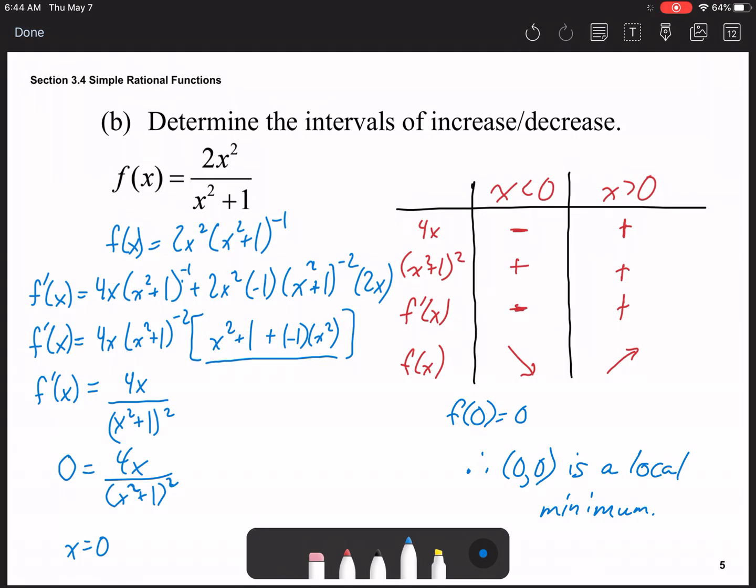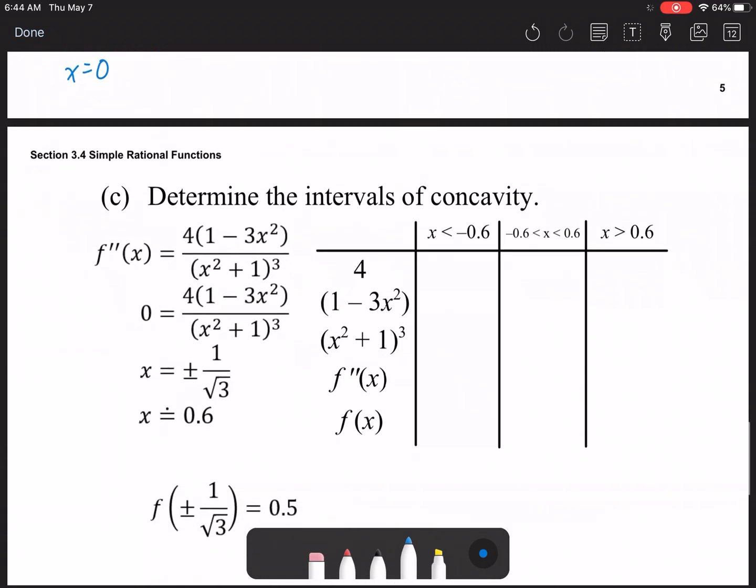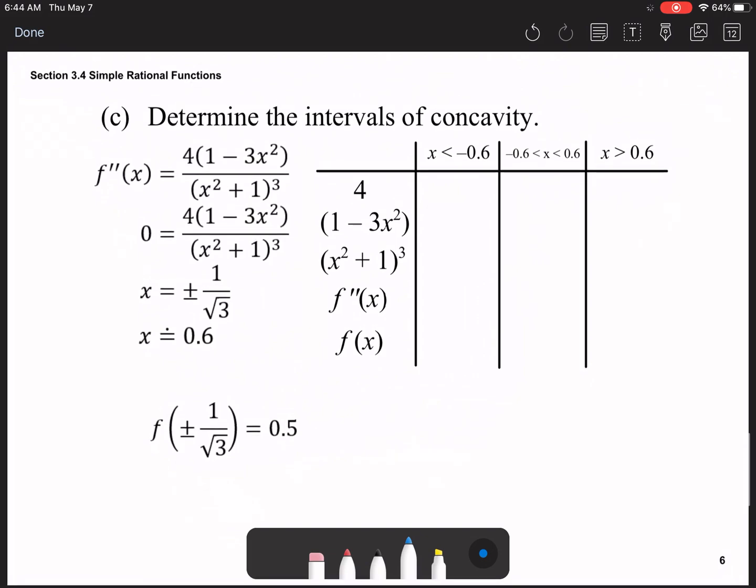Okay, so to save us a little bit of time, I worked out the second derivative here, and set it equal to 0, and solved. I found values of exactly plus or minus 1 over root 3, or approximately 0.6. You can verify this on your own if you'd like. So I'm going to fill out this chart here.